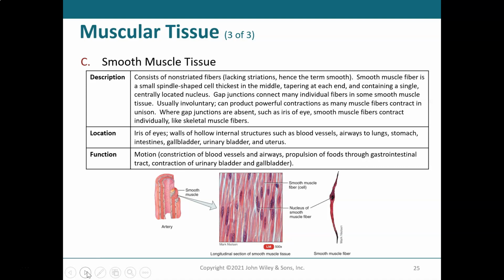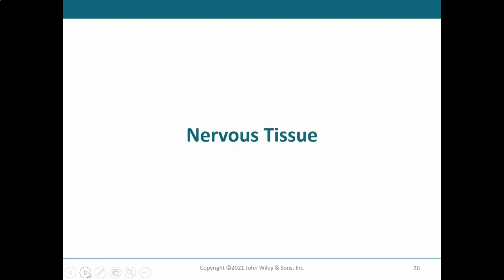Where would you find smooth muscle tissue? Well, as mentioned, in the iris of the eyes, in the walls of internal structures like blood vessels, in the airways to lungs, stomach, intestines, gallbladder, urinary bladder, and uterus. And in terms of function, constriction of blood vessels and airways, pushing food through the gastrointestinal system, and contracting urinary bladder and gallbladder, all really important roles there as well.